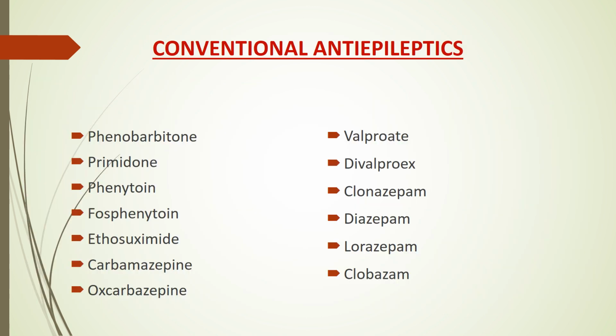Coming to the conventional antiepileptics. Conventional means these are the agents which were discovered initially, and they were used for the management of epilepsies initially. Even now, most of these drugs are used in different situations, but now they have certain additions like newer agents. So first we will discuss these agents, and later we shall move into the newer additions.